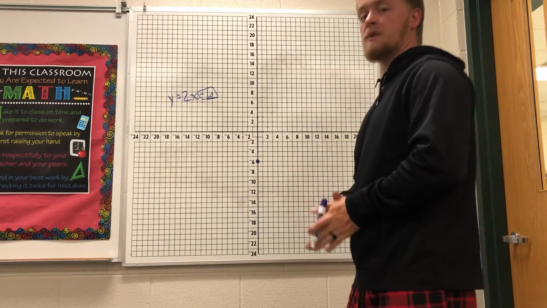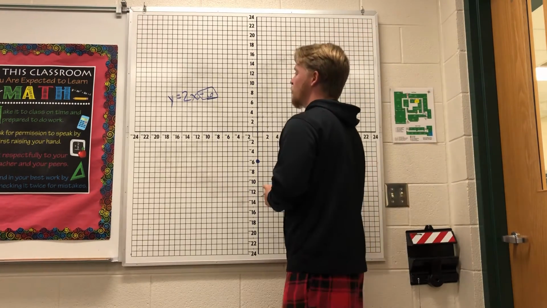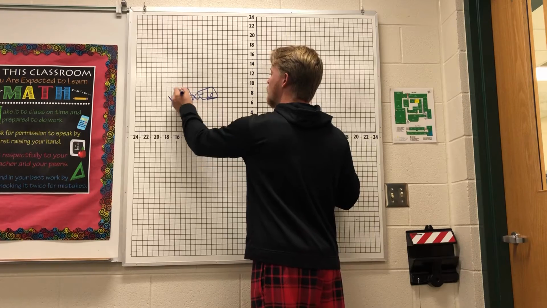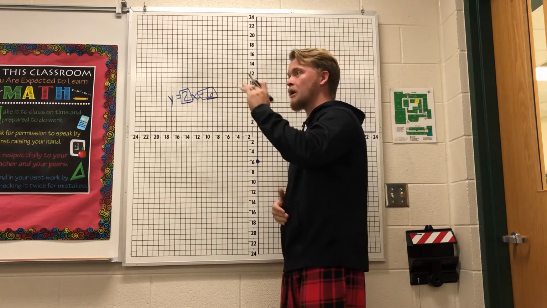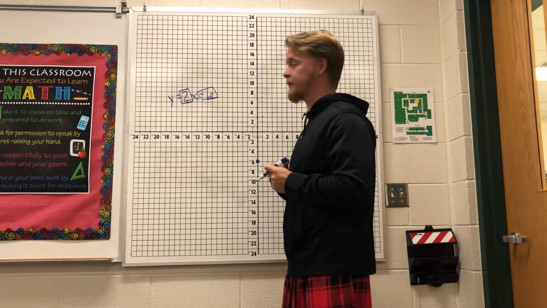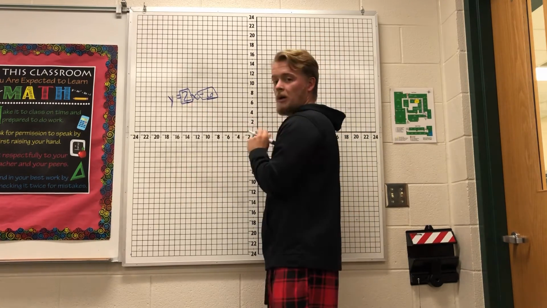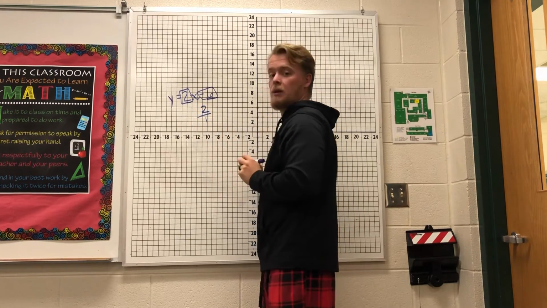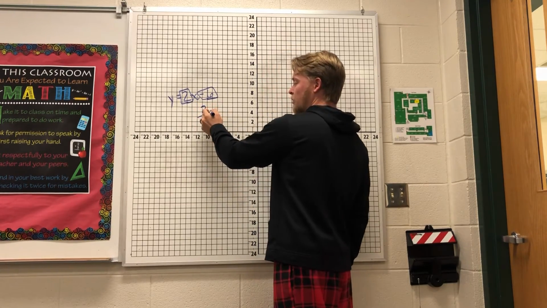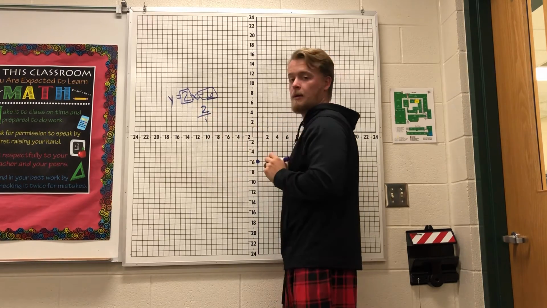From there, I use my slope. So my slope in this problem is 2. But remember, we need rise over run, so we need our slope in fraction form. If you're given a whole number, to make it a fraction, you just put it over 1. So our rise over run in this problem would be 2 over 1.